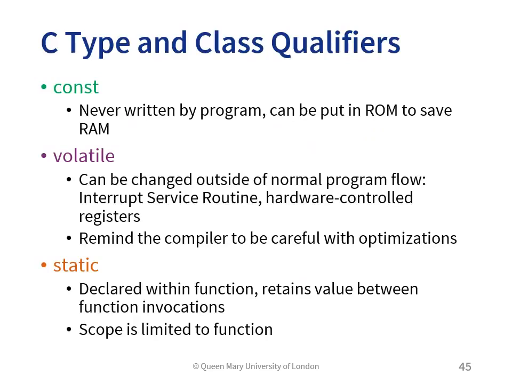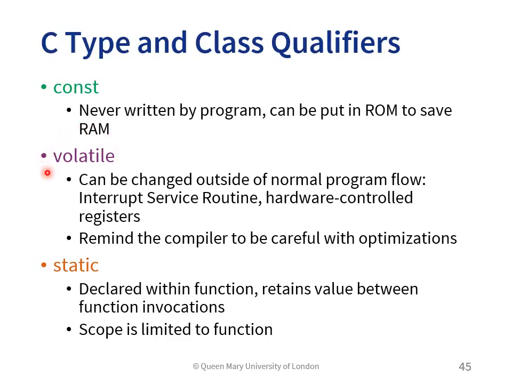So in the C language, we have a lot of these type and class qualifiers. It's just a reminder for you. The first one is const. If we put const with a variable, that means the compiler will assume it's never written by the program, and this can safely be put in the ROM to save our memory space in RAM.